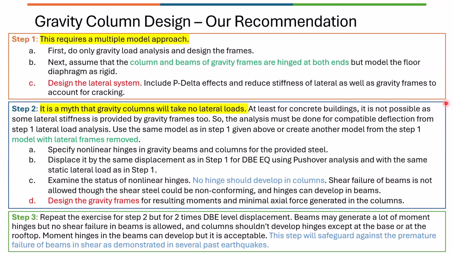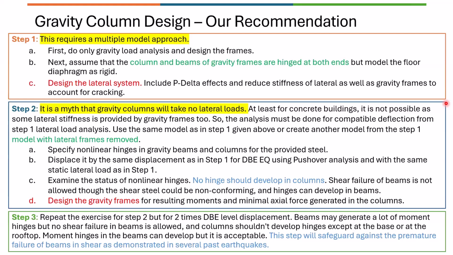So in the first part, we will have a base model. In that, we'll create a copy of it, and we will identify the gravity frames, beams and columns, and we will release the moments so that they do not participate in the lateral force resisting system. So only the lateral system will be resisting the lateral force applied, and we design the lateral system. So that is step number 1.